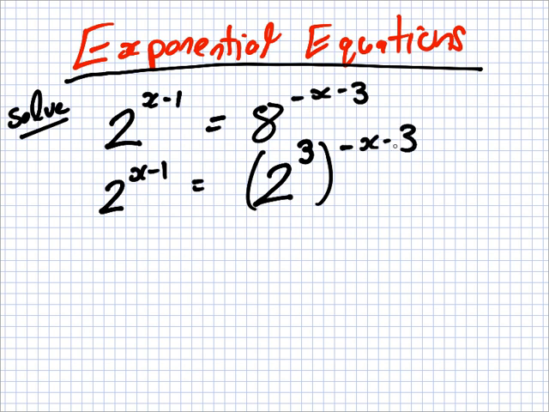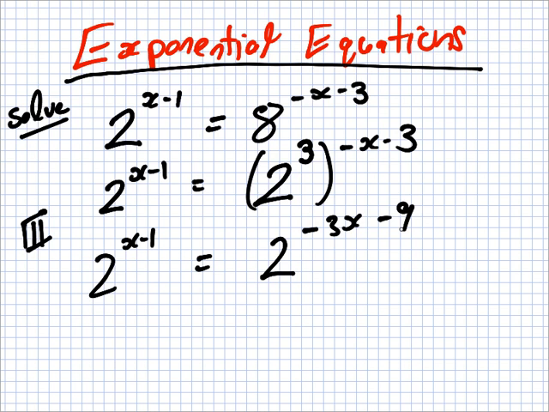Now, which rule of indices should I use to simplify this next? I think it's the third rule. Is that rule 3? So what I can do is multiply in the powers. So this would be 2 power minus 3x minus 9.